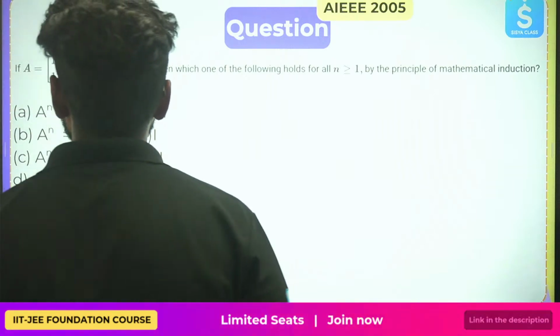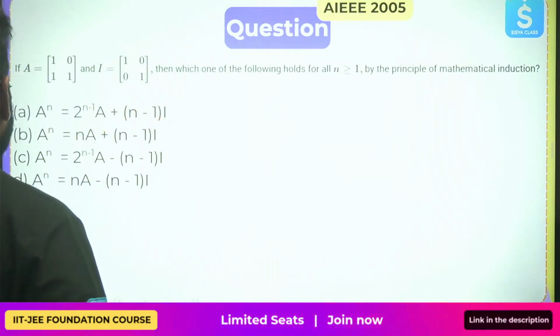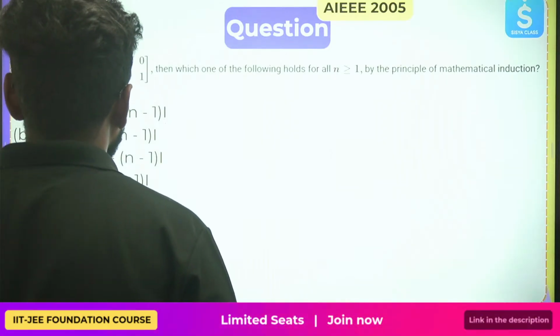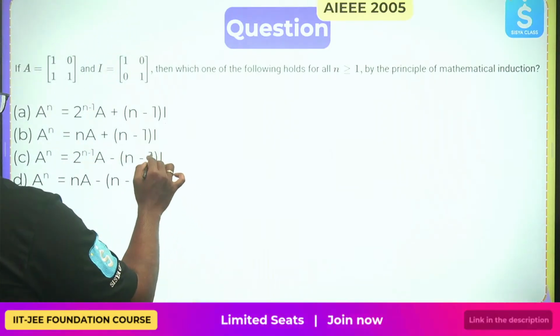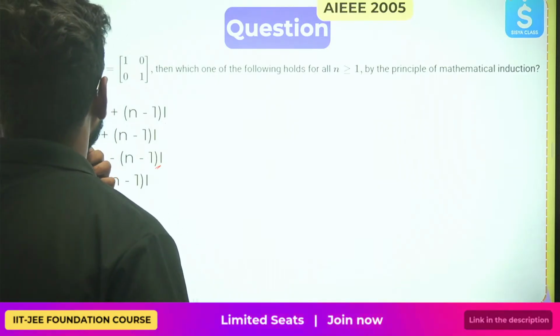The first option is A power n equals 2 power n minus 1 into A plus (n minus 1) into I, where I is the identity unit matrix. The second is A power n equals nA plus (n minus 1) into I. The third is A power n equals 2 power n minus 1 into A minus (n minus 1) into I. The fourth is A power n equals nA minus (n minus 1) into I.